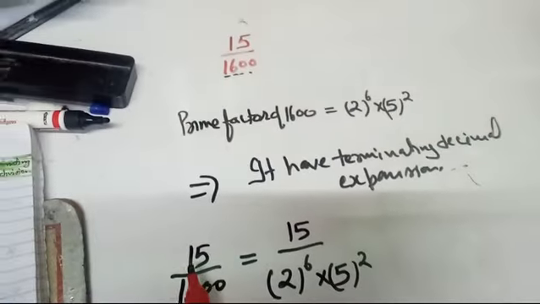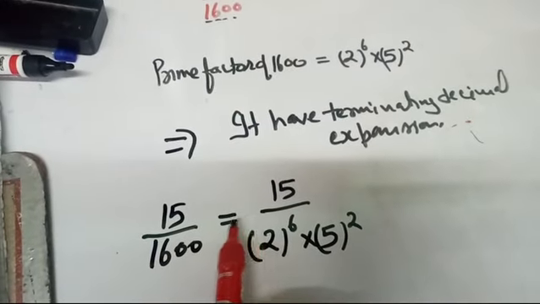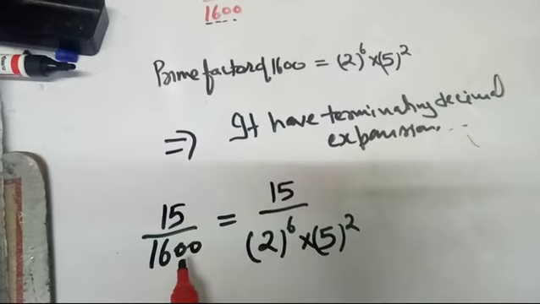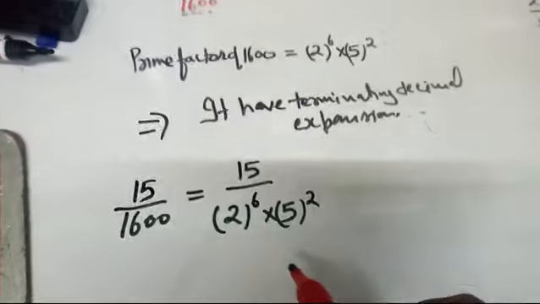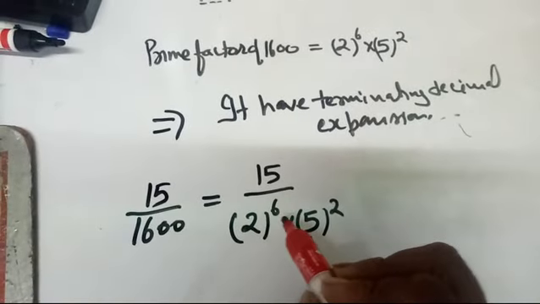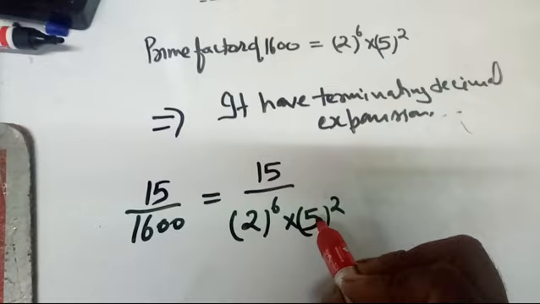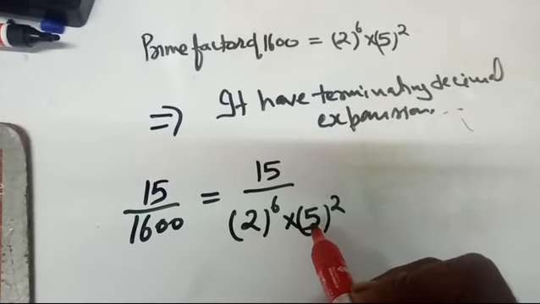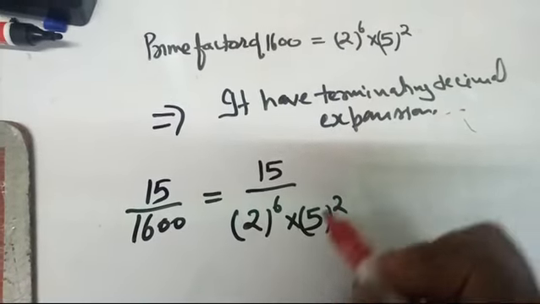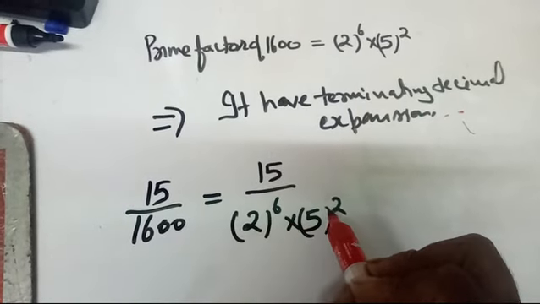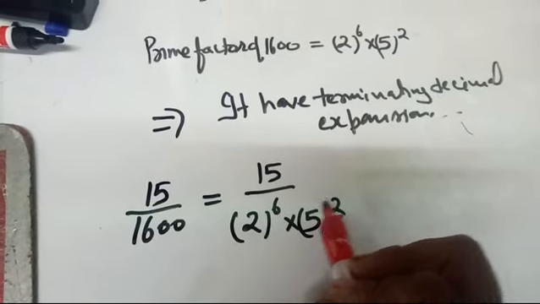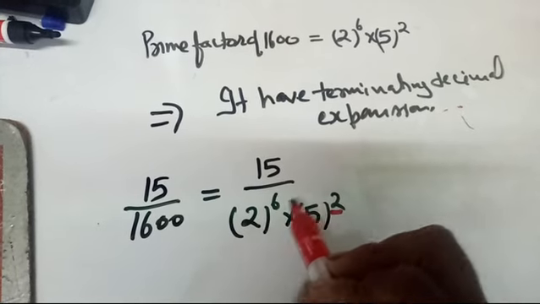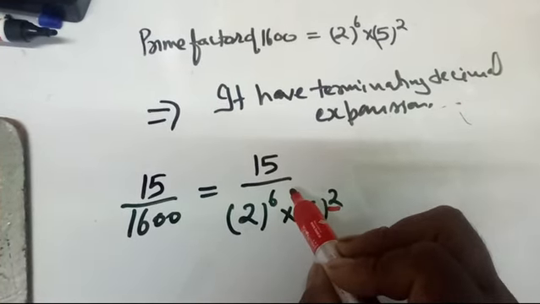First we have to write this number, 15 upon 1600, as 15 upon 2 raised to power 6 into 5 raised to power 2. The important thing here is that we have to make the powers of both 2 and 5 equal. For that, we see whose power is less. The power of 5 is less, as it is 2 and the other is 6. That means now I have to make this power 6.